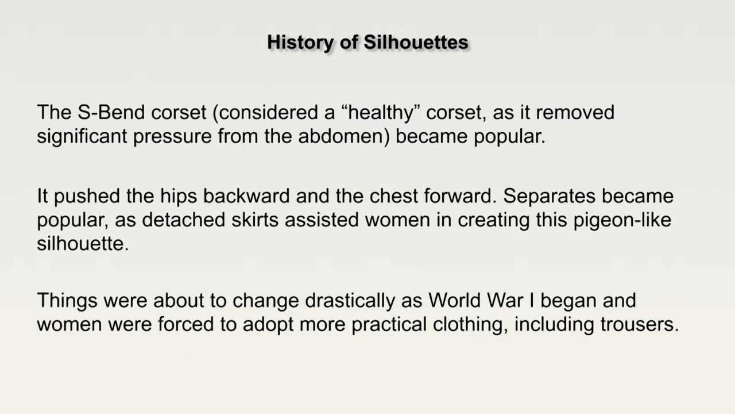The S-bend corset, considered a healthy corset as it removed significant pressure from the abdomen, became popular. It pushed the hip backwards and the chest forward. Separates became popular, as detached skirts assisted women in creating this pigeon-like silhouette. But things were about to change drastically as World War I began, and women were forced to adopt more practical clothing, including trousers.